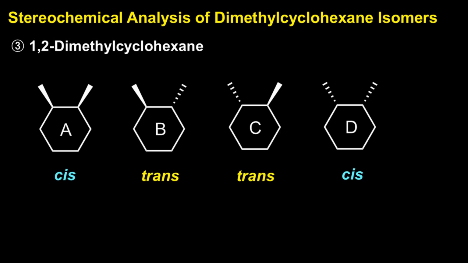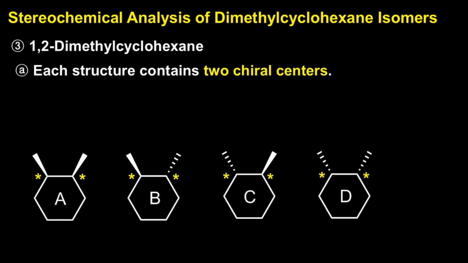Finally, let's take a look at 1,2-dimethylcyclohexane. This time, the two methyl groups are sitting right next to each other on adjacent carbons, and that has a big impact on how the different stereoisomers relate to each other. Interestingly, when we compare 1,3-dimethylcyclohexane and 1,2-dimethylcyclohexane, we find that they follow the same stereochemical pattern.